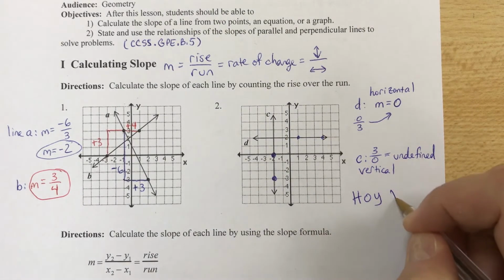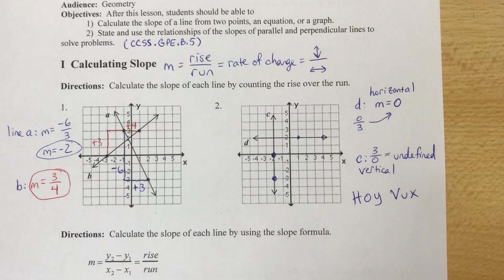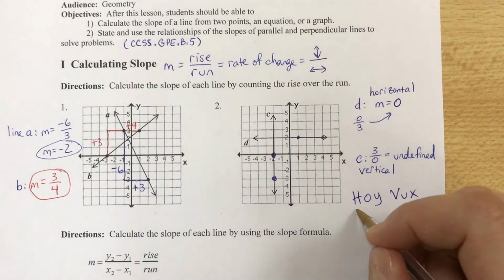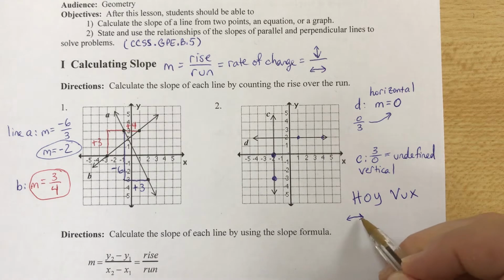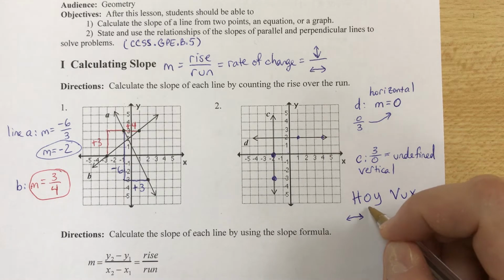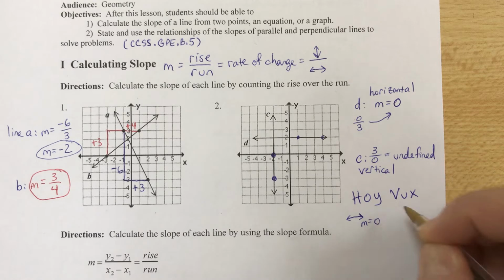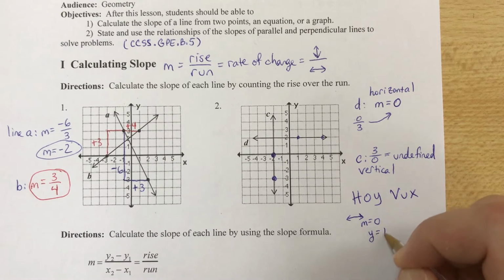So a way that you can remember this, it's called HOY-VUX. You may have seen this before. HOY-VUX. H is for horizontal. Okay, so that's a line that just goes left to right. The O is the slope, so m equals 0. And then the y is the equation.